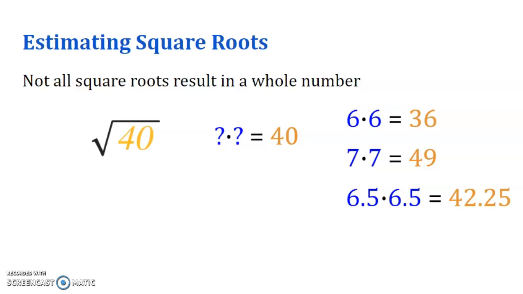So then what should we try? 6.3? 6.3 times 6.3 is 39.69. That is closer to 40, isn't it? Okay? So I know that square root of 40 will be somewhere around 6.3. And remember I said that because 40 is closer to 36 than 49, I know that it's going to be closer to 6 than 7, and it turns out to be 6.3 approximately.